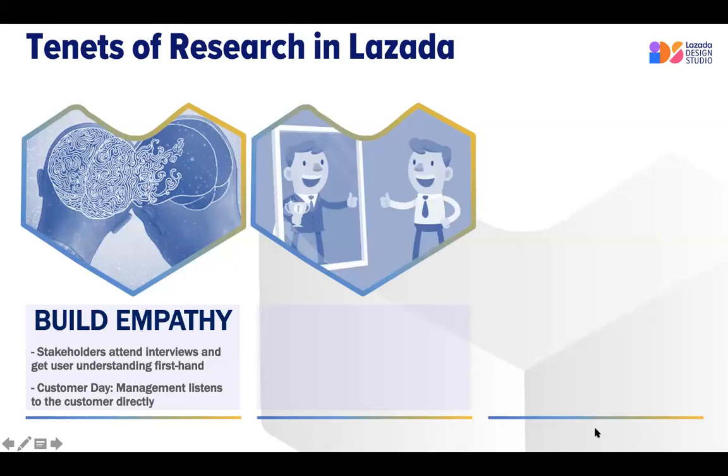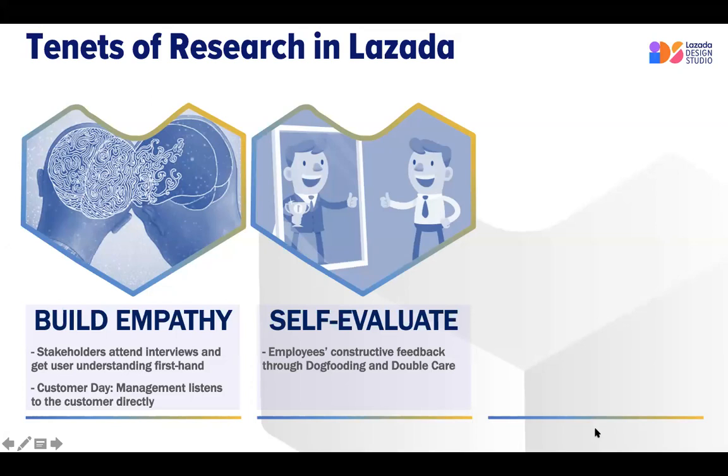The other part is about self-evaluation. Research is not just about going and asking users what they think about us, but also we proactively self-evaluate. One of the constructive feedback mechanisms is the dog fooding project, which obviously most of you know is about using your own platform before you even send it out to anyone else, like to the users.